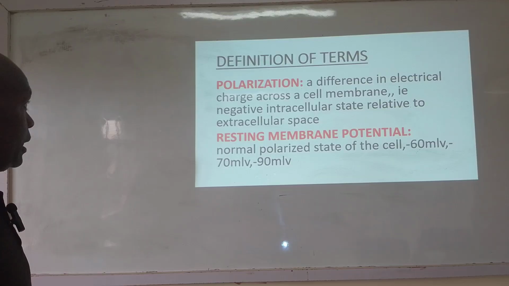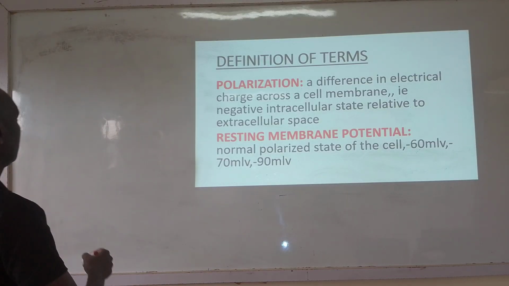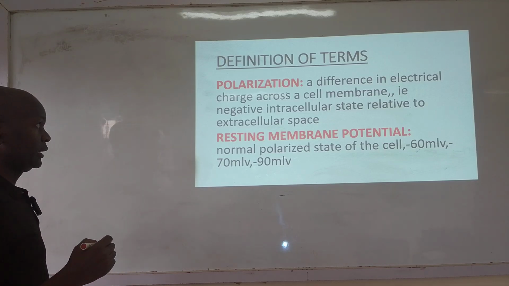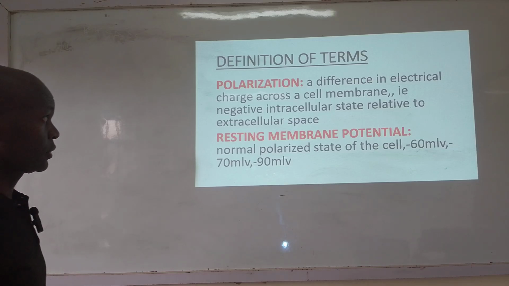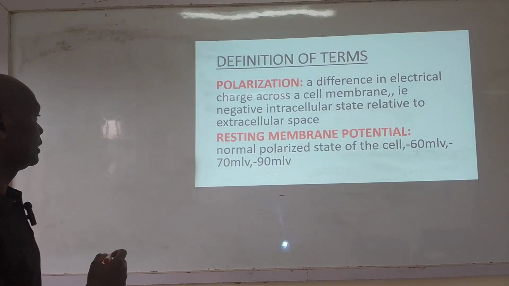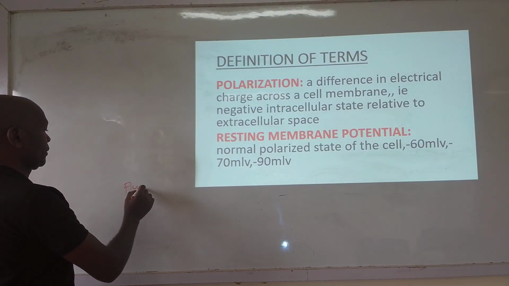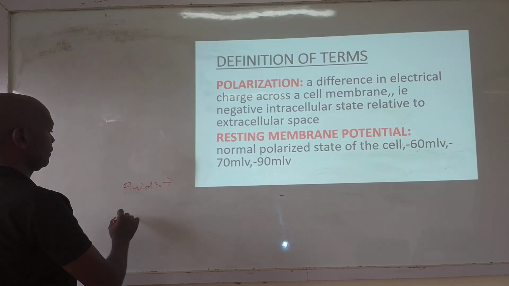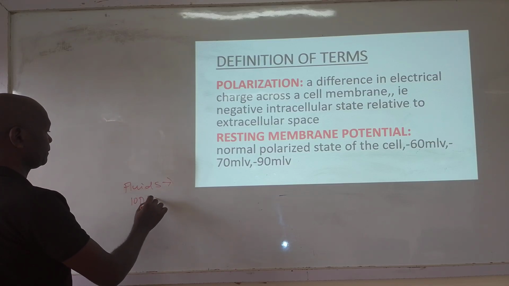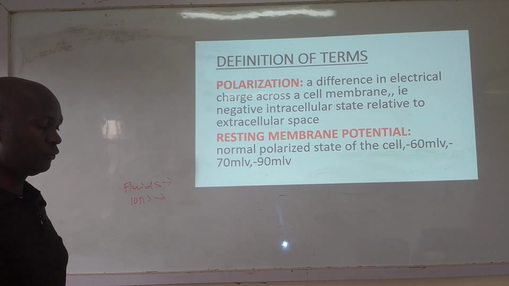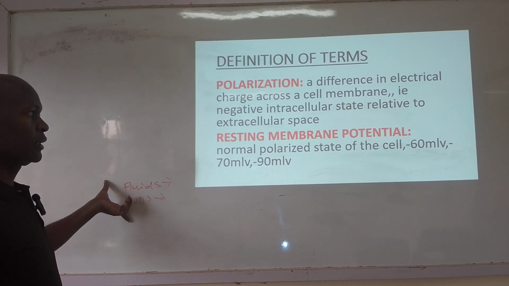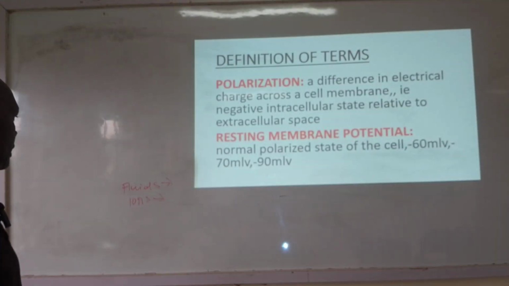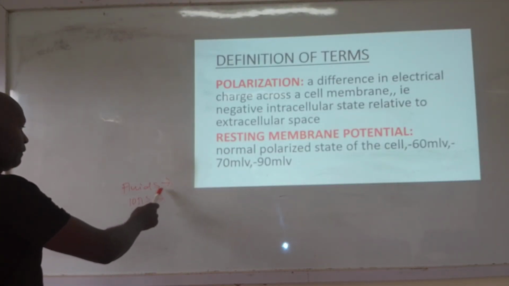We have a few terms here to define, but before that, we need to know that your body is a good conductor of electricity. Why? Because it has fluids, and these fluids have ions. So when you subject your body to an electrical circuit, it will conduct electricity because it has fluids and ions.